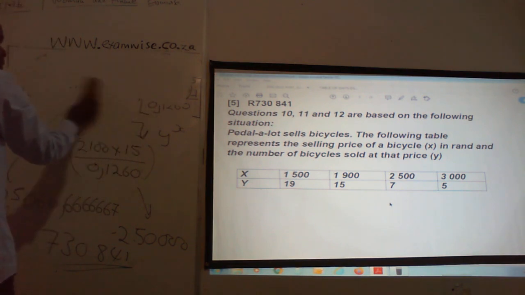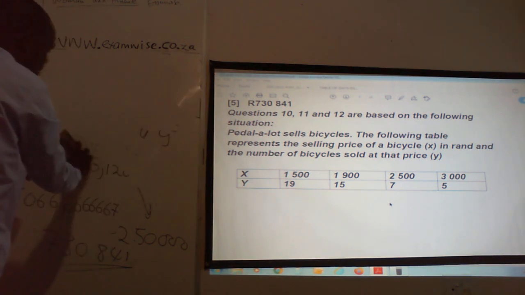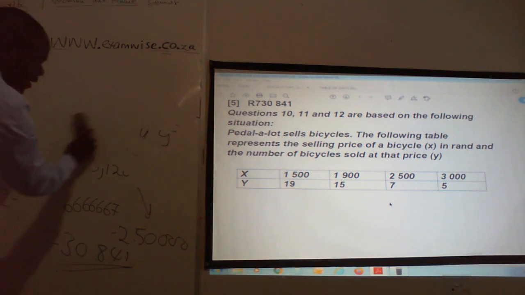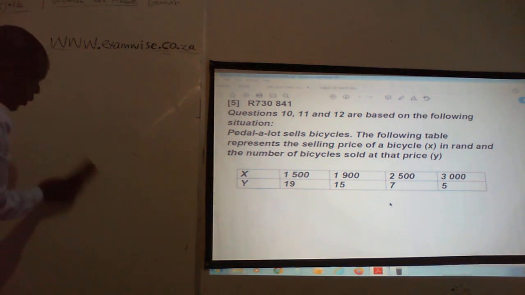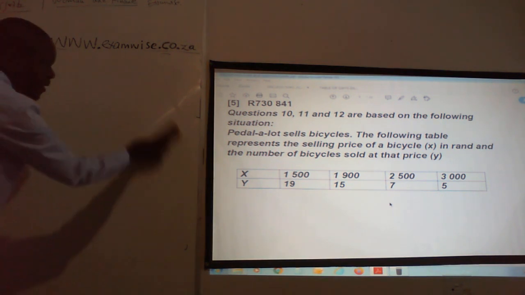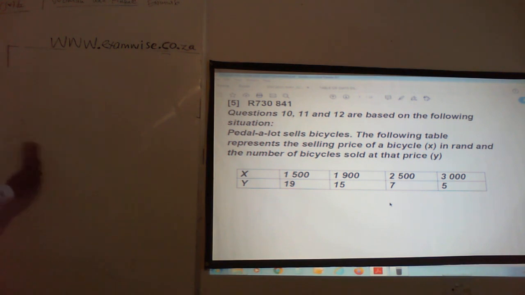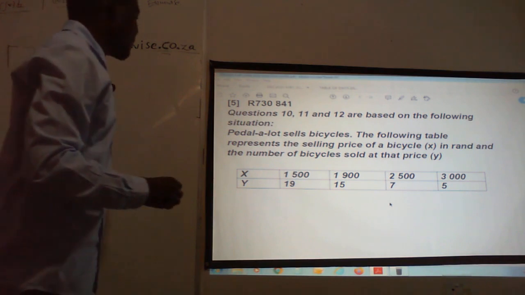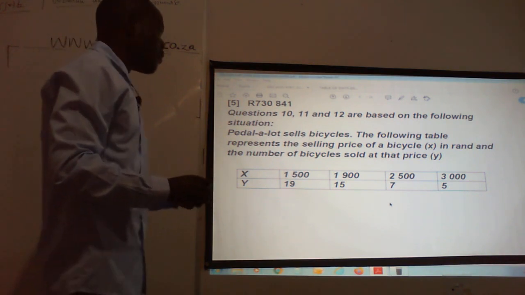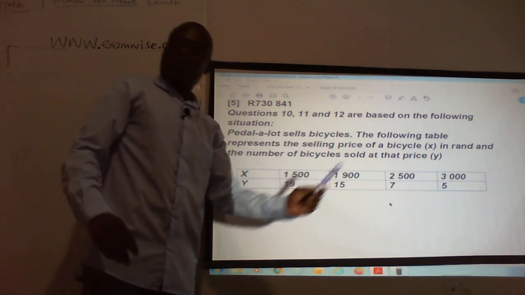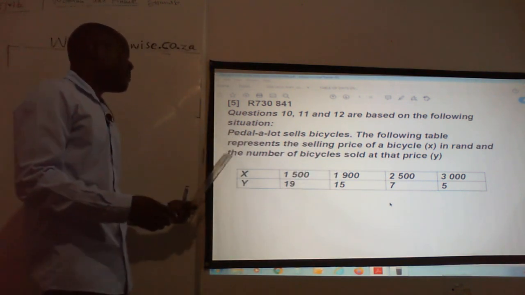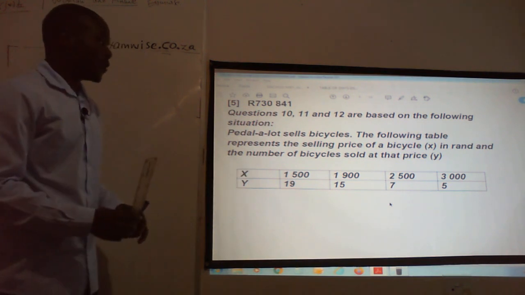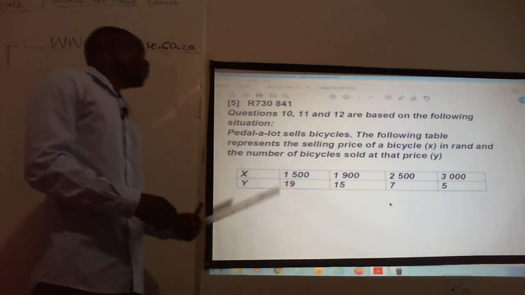So questions 10, 11 and 12 are based on the following situation. And then Pedal-a-Lot sells bicycles. The following table represents the selling price of a bicycle, which is X. So the selling price per bicycle is X in rand, and the number of bicycles sold at that price Y.